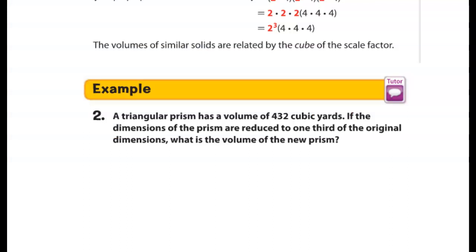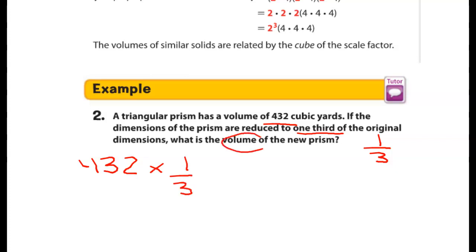All right, a triangular prism has a volume of 432 cubic yards. If the dimensions of the prism are reduced by 1/3, so that's going to be our scale factor, 1/3, what's the volume of the new prism? So really easy, you guys. We're going to do 432 times the scale factor, which is 1/3. Now, since we're doing volume, we're going to do 1/3 to the third power.